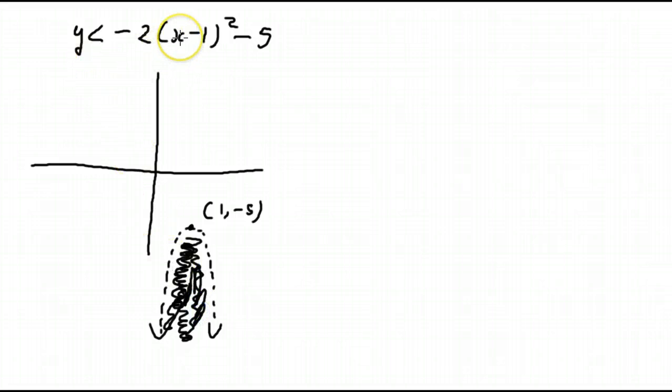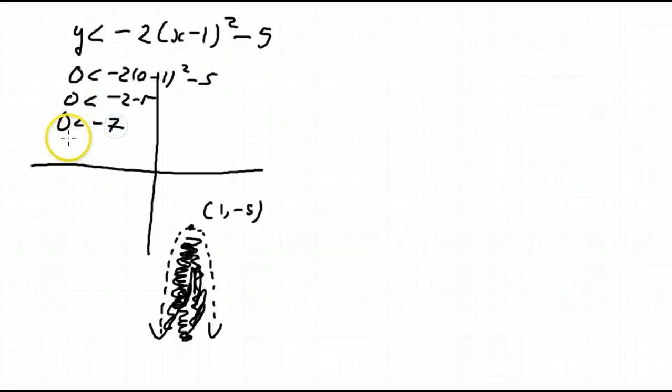I could put in 0, 0 and see if this is true. Is 0 less than negative 2(0 minus 1) squared minus 5? Is 0 less than negative 1? This would be negative 2 minus 5. Is 0 less than negative 7? And the answer is no, it's not. So the point 0, 0 is not in the region of solution, and therefore the region of solution is in between, down here, underneath the quadratic curve. So this is a quadratic inequality in two variables.